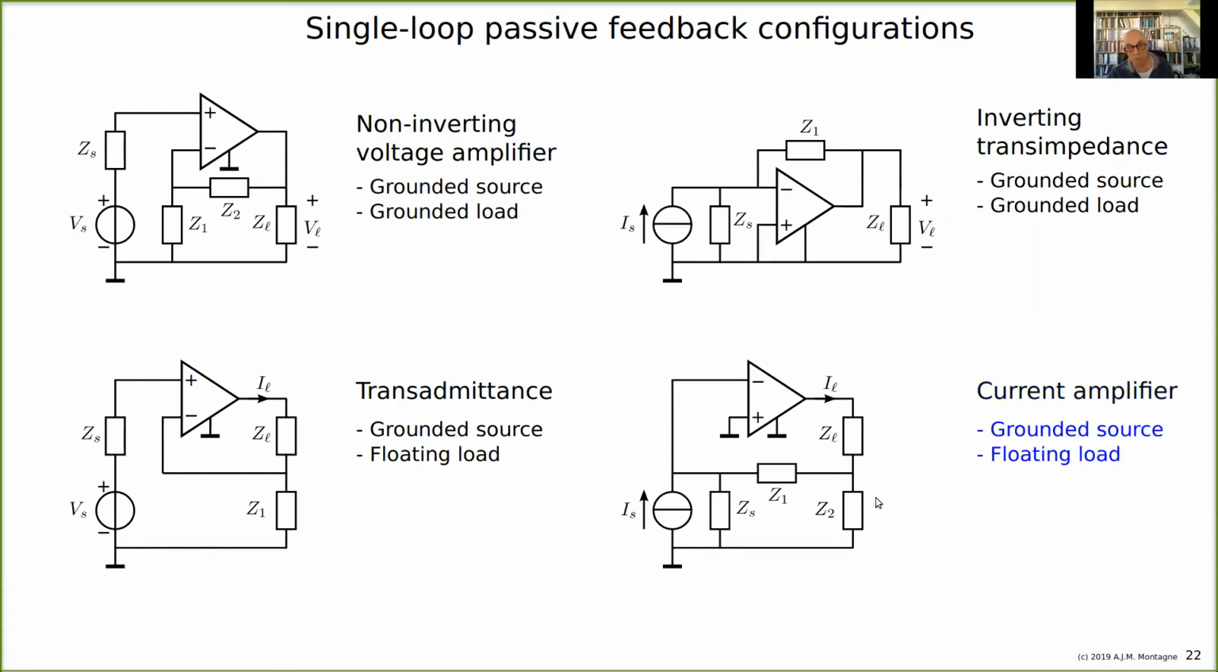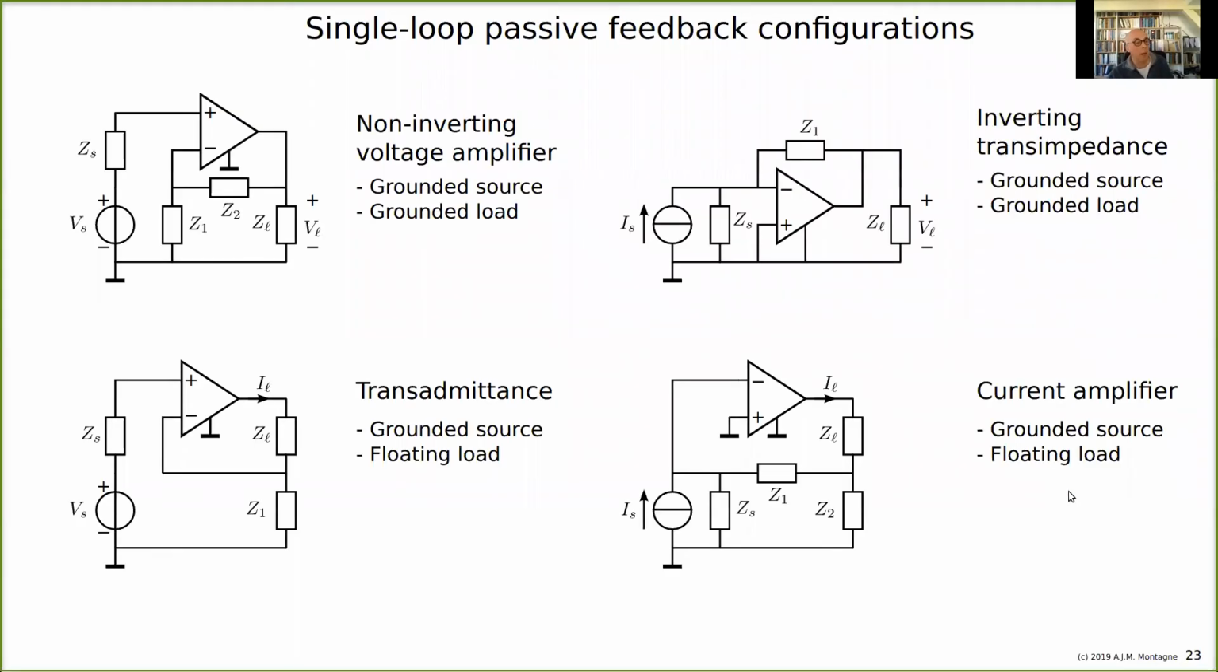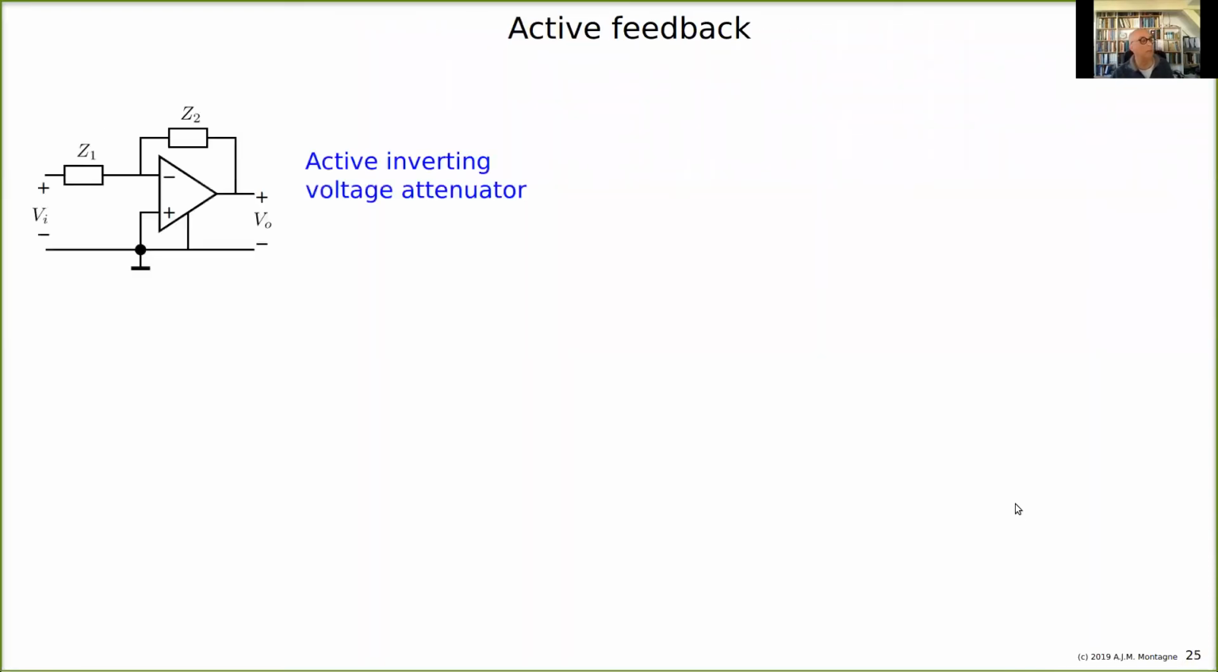Now, in some cases, it is not necessary. If you want to control the amount of light of a LED, then you control the current through the LED. So here can be your LED, and there's no requirement probably for grounding the LED. So you can have a floating load. So how can we find configurations in which we are able to ground the load as well for the transadmittance and for the current amplifier? Well, let's just do this.